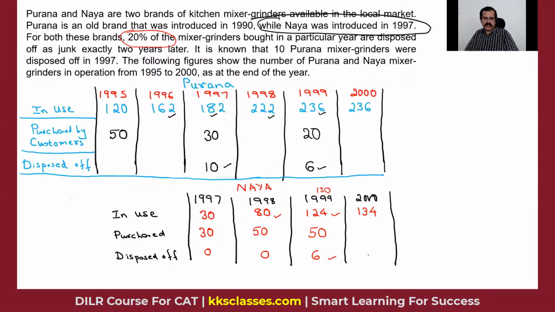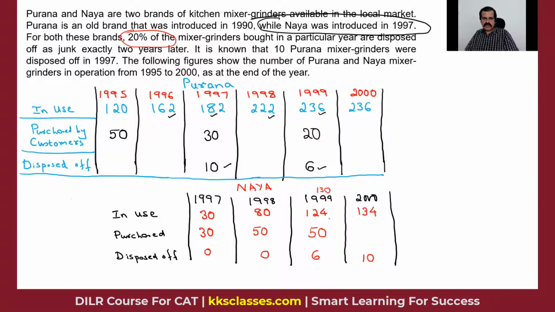Fine. Now, what about this number here? I can get this number here. How? Because I know the number of items which were purchased here. So we know that 50 were purchased in 1998. 20% of that means what? 10. 50 purchased here. We know that 20% of that were disposed of 2 years later, which means that 10 were disposed of in the year 2000.